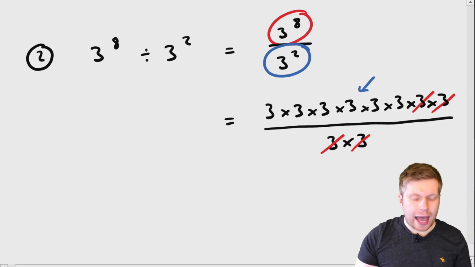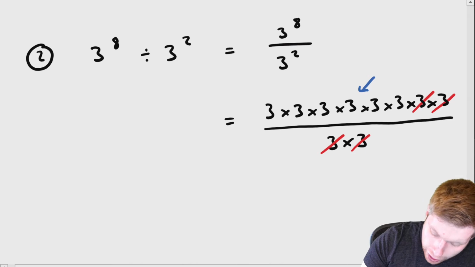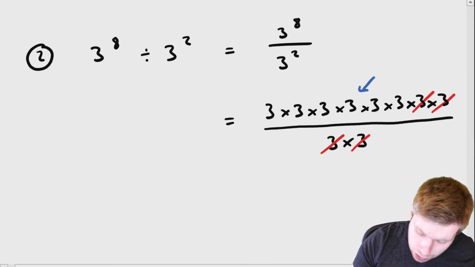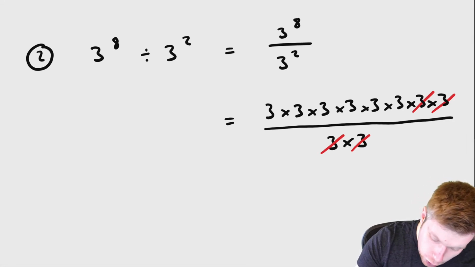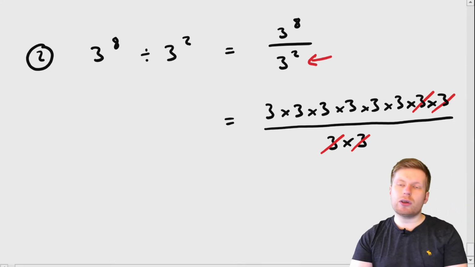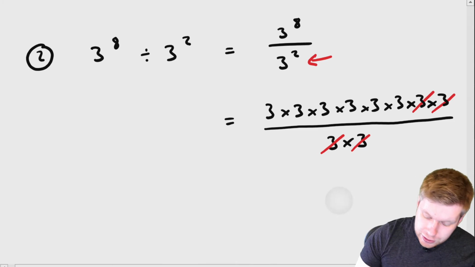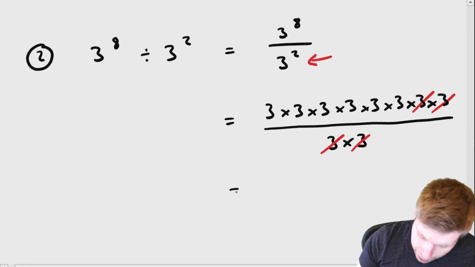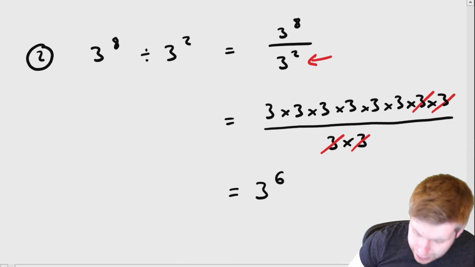I started out with 8 things, okay? And you saw that from up here. I started out with 8 things on the numerator, but then I came along and I cancelled off 2 things because there were 2 3s on the denominator, okay? So if I start off with 8 things and I'm left with 2 less, that means that I'll be left with 3 to the power of 6.